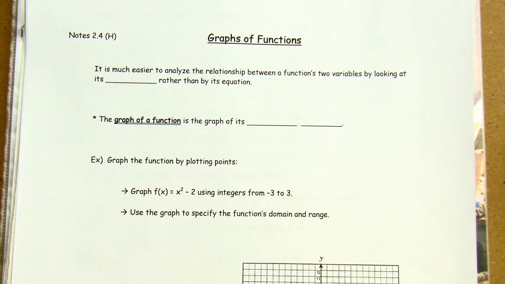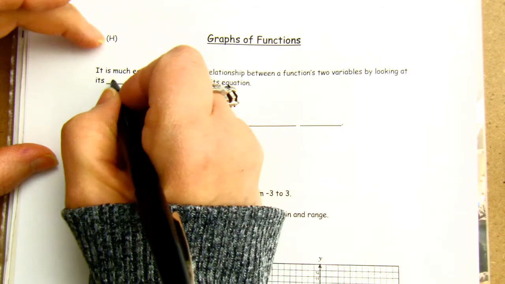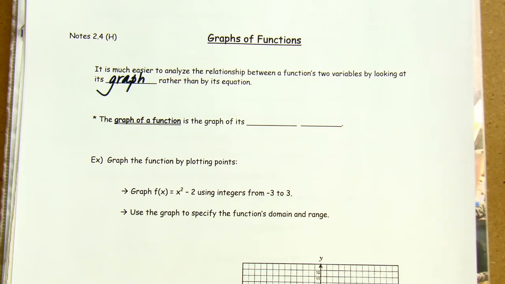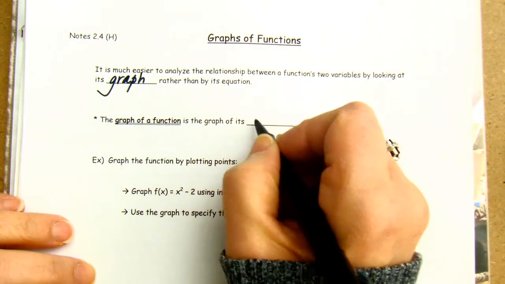Graphs of functions. It is much easier to analyze the relationship between a function's two variables by looking at its graph, rather than by its equation, or even than by its ordered pairs. The graph of a function is the graph of its ordered pairs.